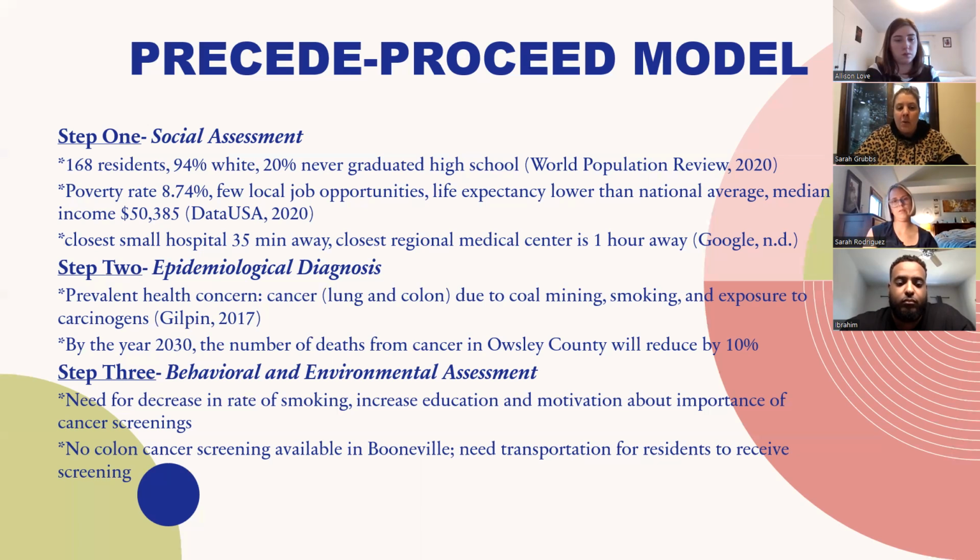So after we looked at the community, we go to step 2, which is epidemiological diagnosis. We identified our prevalent health concern, which is cancer, and some of the factors, which are coal mining, smoking, and exposure to carcinogens like radon and asbestos. And then we made our own goal, and we stated that by the year 2030, the number of deaths from cancer in Owsley County will reduce by 10%. So that's the goal that we set for our target population.